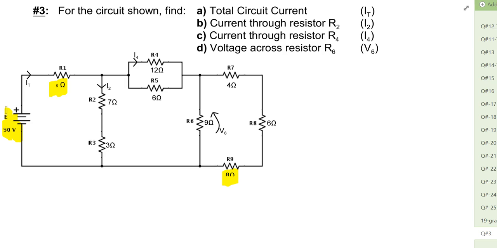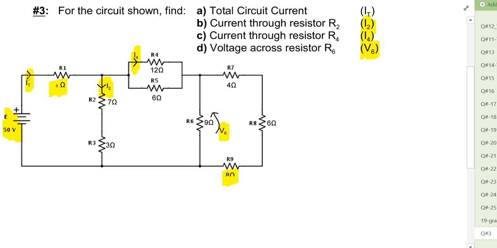And so we will start then by systematically reducing the circuit to find the total resistance, which is very often the starting point for all of these series parallel circuits. We have also been asked to find the current through resistor R2 or I2, which is labeled here on the circuit. We've been asked to find the current through resistor R4, which is labeled here on the circuit, and the voltage across resistor R6, which is labeled here on the circuit, and of course the total current.